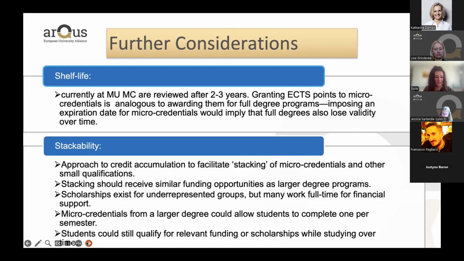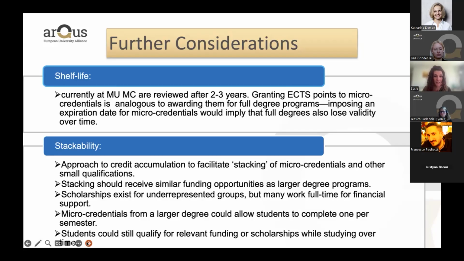One of the great advantages of the micro-credentials actually is the idea of stackability. And Maynooth isn't quite there yet either. So this is something we're currently looking at. It does make a lot of sense to think about how to approach credit accumulation to facilitate the stacking of micro-credentials over a particular period of time.